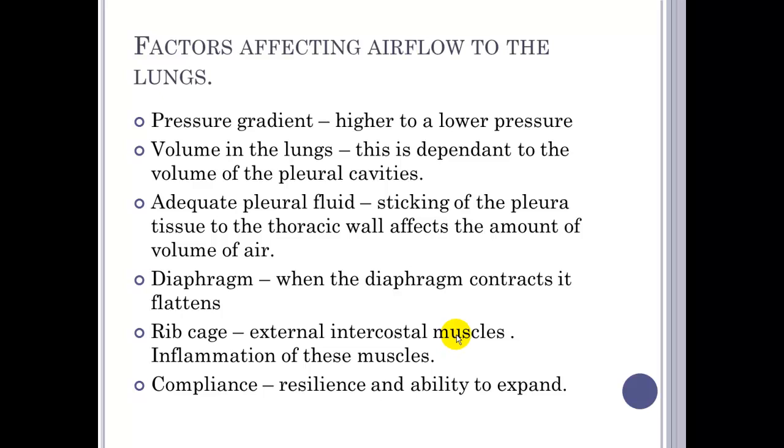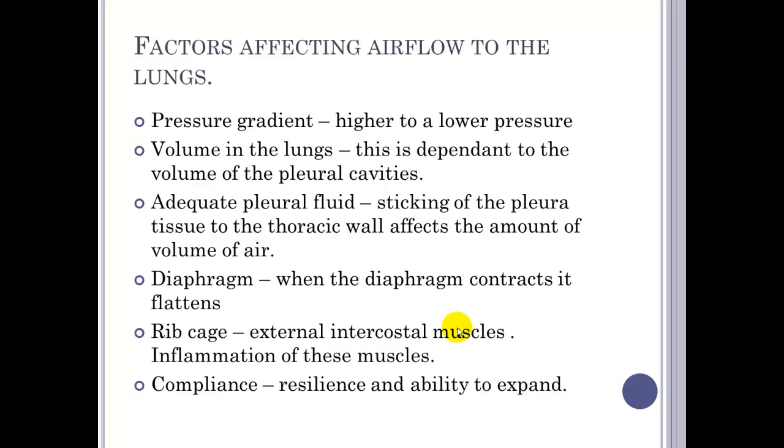Factors that affect airflow to the lungs: obviously a pressure gradient, so we have to have a higher to a lower pressure, from an area of higher concentration to an area of lower concentration. This can be problematic sometimes because of loss of oxygenation at the alveolar sac. Then volume in the lungs, which is dependent on the volume in the pleural cavities. If we do not have the ability to move gases across the alveolar sacs, we will not get gas exchange.